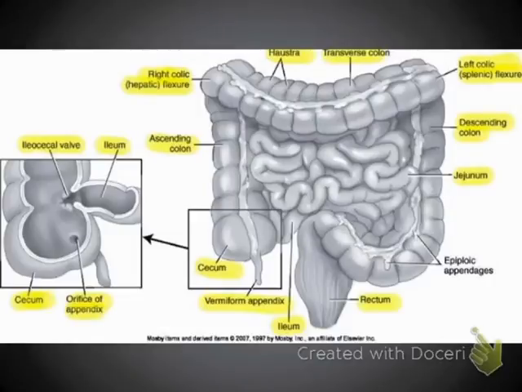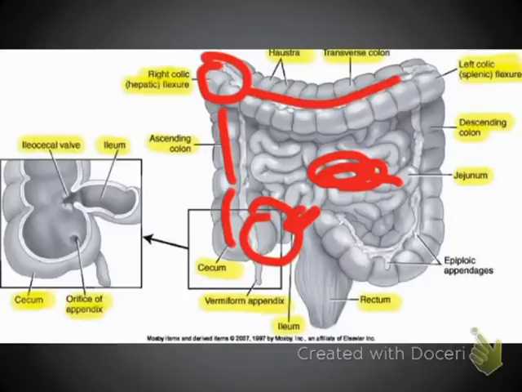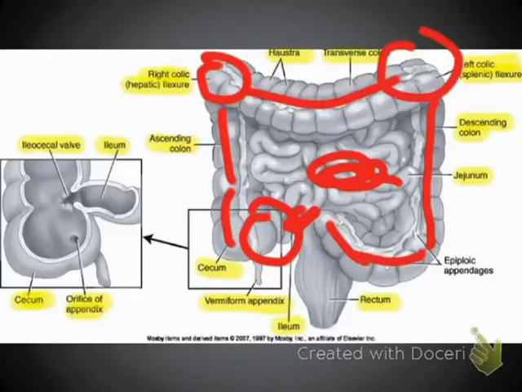If we look at this, I know this image is not a good demonstration of the small intestine, but it does show bits and pieces of it. We have the jejunum in this area here. Then we have the ileum forming the ileocecal valve here, the cecum, ascending colon, hepatic flexure, transverse colon, splenic flexure, descending colon, rectosigmoid, and then the rectum.